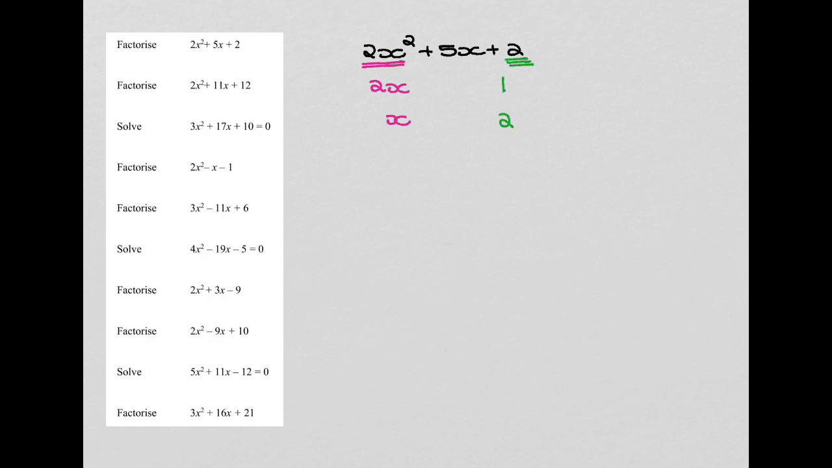Now what I'm going to do is cross it. So I'm going to say x times 1, which is 1x. I'm going to say 2x times 2, which is 4x. Now, in this particular case, I'm adding, and I want to get to 5. So would 4x and x make 5? And the answer is yes, they would. And they would make positive 5 if they were both positive.